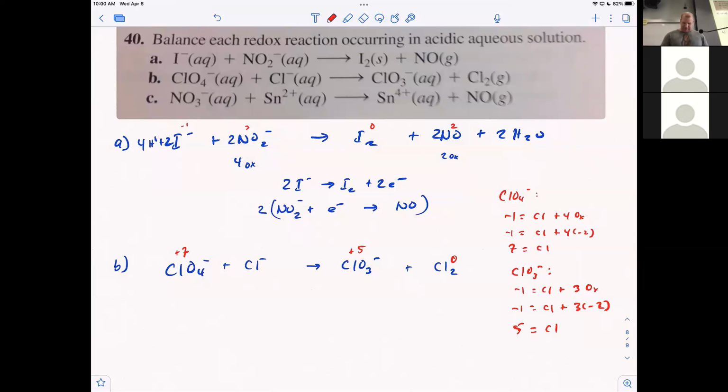So -1 and 0. We have 2 chlorides yielding chlorine plus 2 electrons. And then we have ClO4 minus plus 2 electrons yields ClO3 minus. As you can see, we don't have to do anything. 2 electrons are being generated, 2 electrons are being consumed.